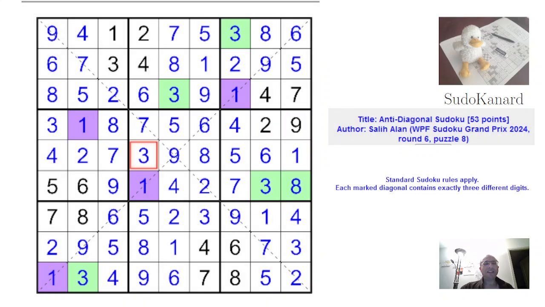So this coloring trick is just the logical step that I've been missing, that I missed during the contest, and I'm glad I did this video to just redeem myself on this puzzle.